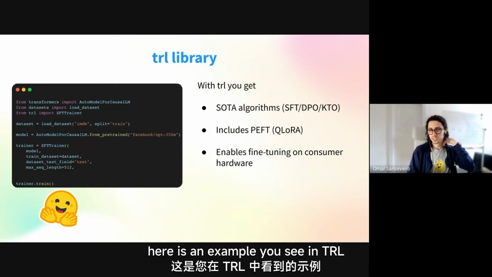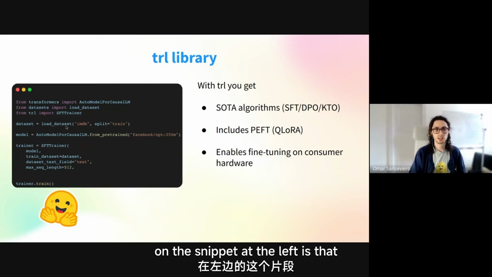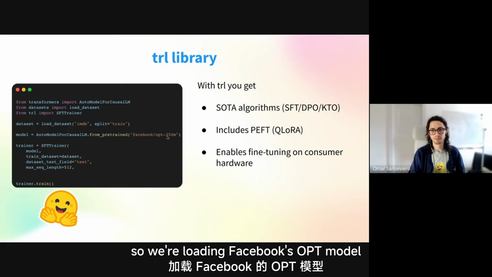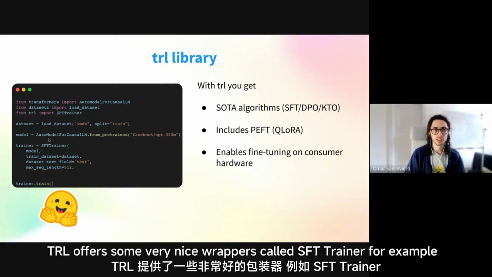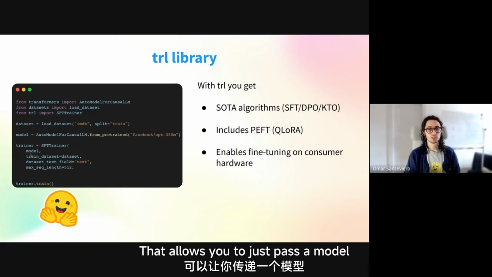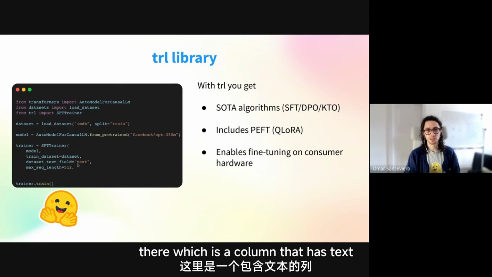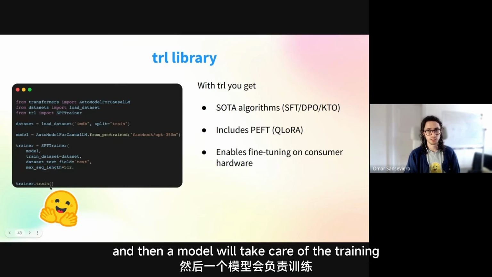Here is an example using TRL. What we're doing in the snippet on the left is that we load a dataset, the IMDb dataset, using the datasets library. We load a model, Facebook's OPT model, with the transformers library. And then TRL offers some very nice wrappers, called SFT Trainer for example, that allow you to just pass a model, pass a dataset, pass a text column, and then call trainer.train, and it will take care of the training.